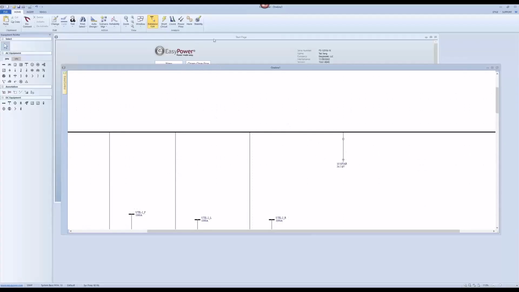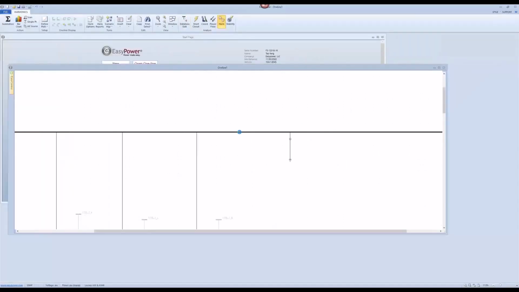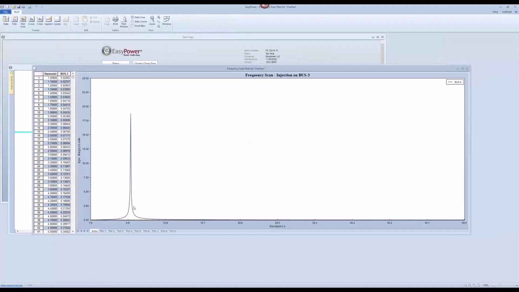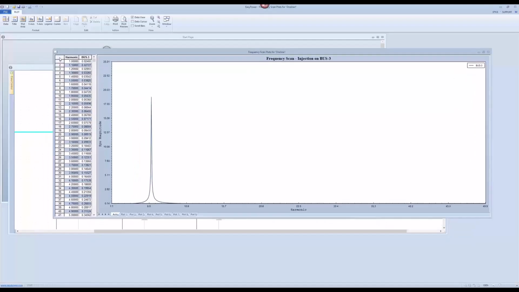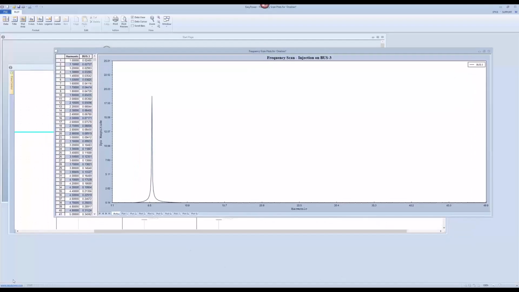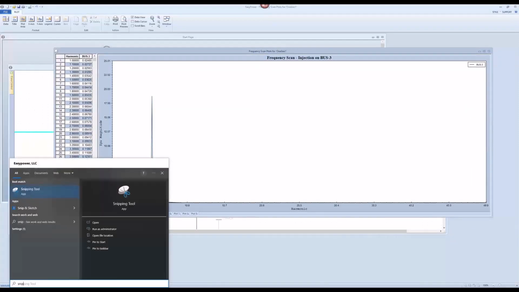So if we add a capacitor over there, go to harmonics, double click, you will see that the resonance point has been shifted to about the 6th or 7th harmonic order, which is even more severe, right? If we leave this, take a snapshot of this.